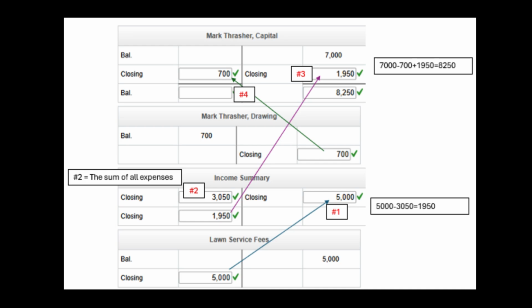The last step we have to do here is just a little bit of math. I'm going to take my $7,000 that you see at the top for capital. I'm going to subtract the 700 that he took out in drawing, and then I'm going to add the increase in capital that I had from the income summary. That leaves me with $8,250.